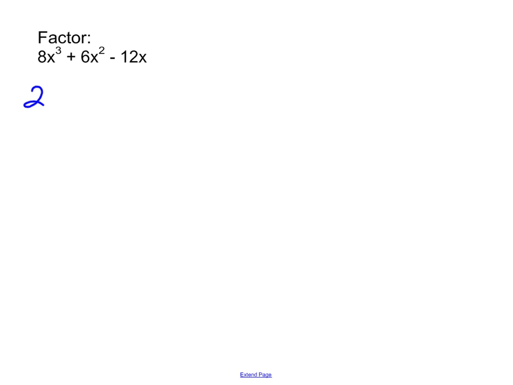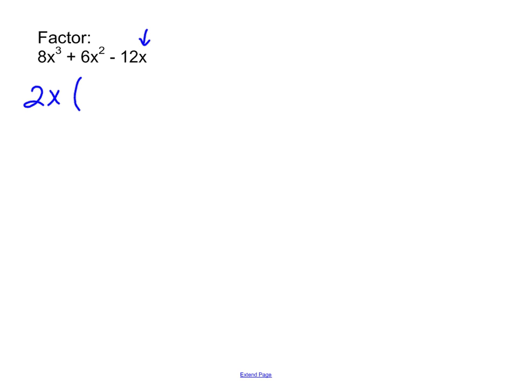Then we take a look at how many x's they have in common. Well, it looks like they just have 1 x in common. Okay, just that one right there. The others have 2 and 3 x's, but this one only has 1 x. So I only have 1 x in common in all my terms.